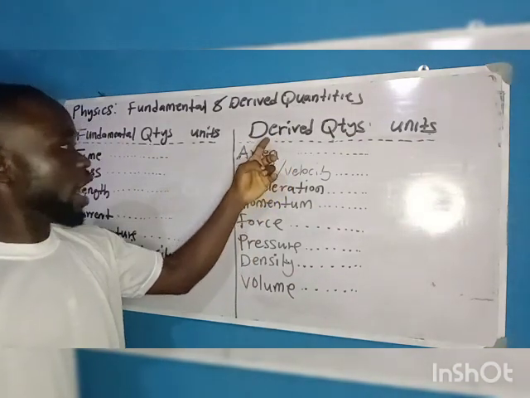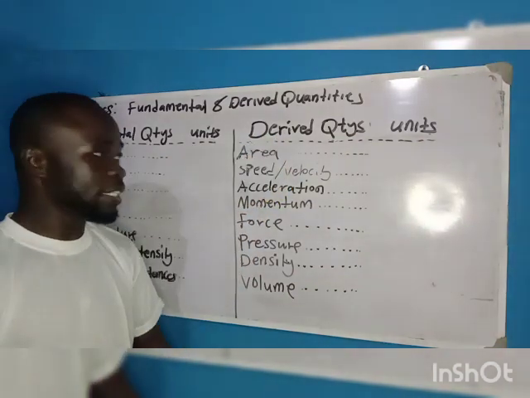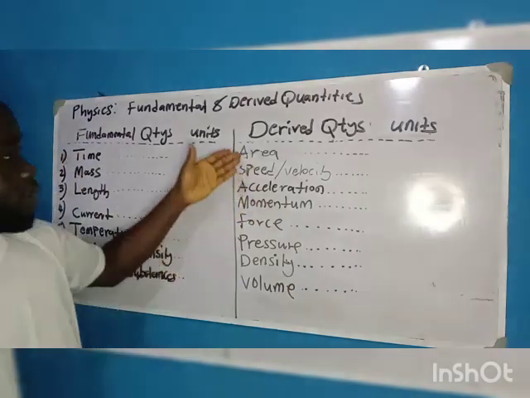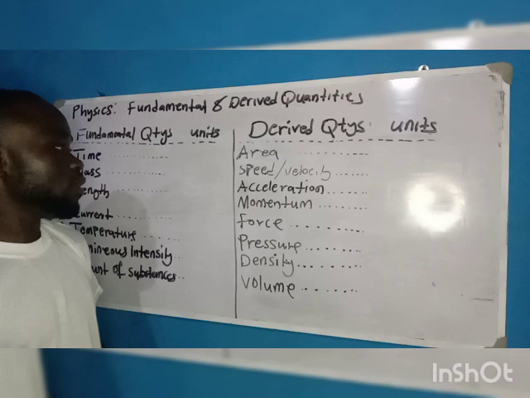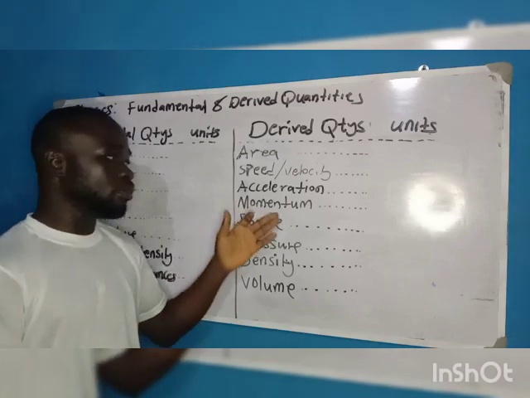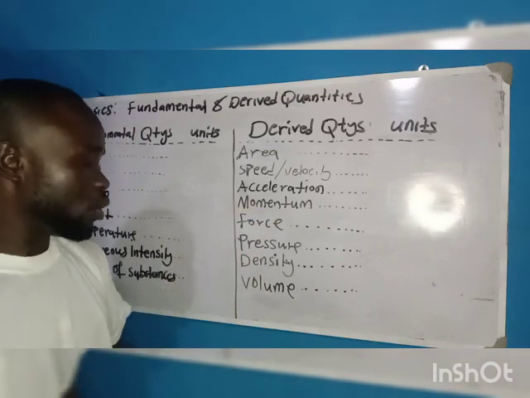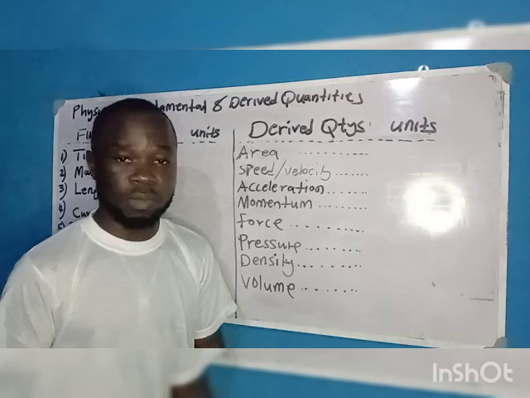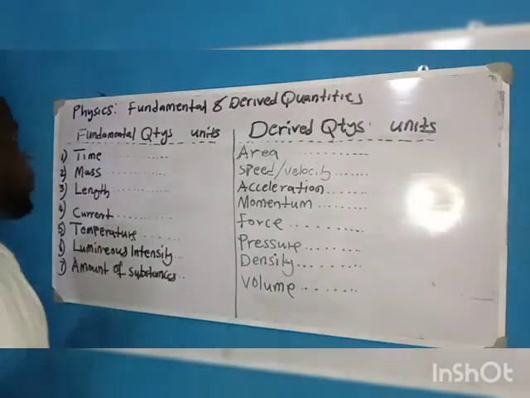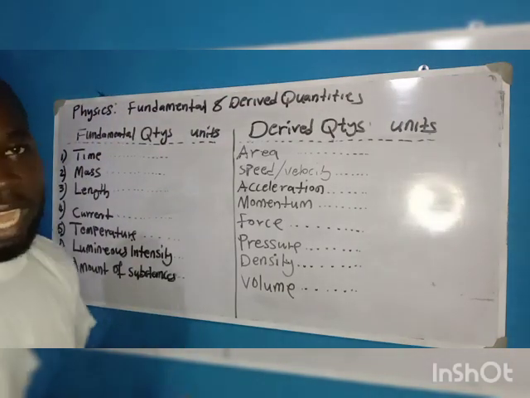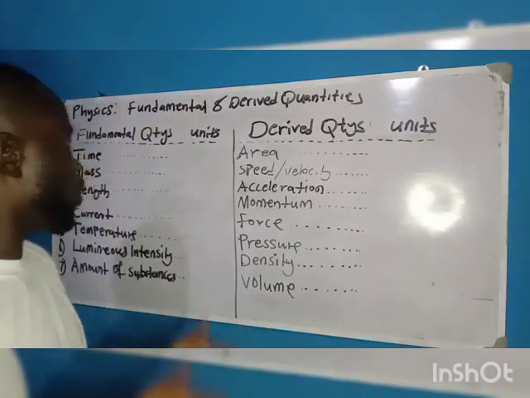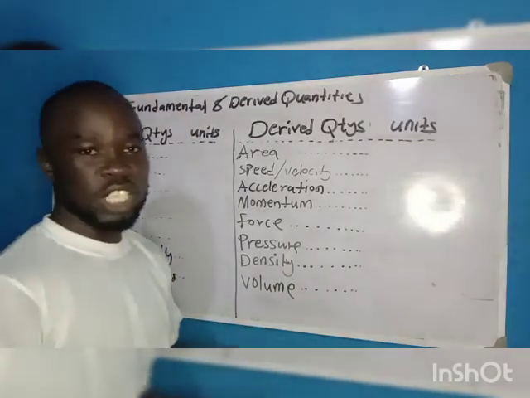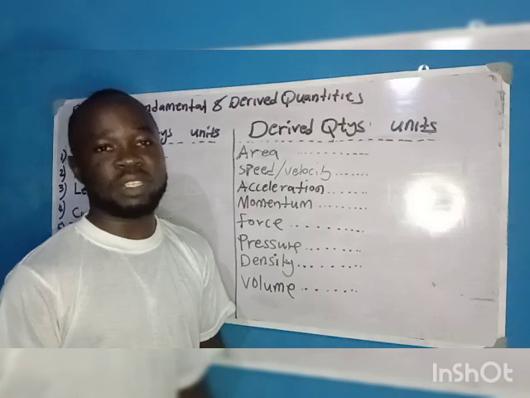On the other hand, we have derived quantities. These examples are area, speed, velocity, acceleration, momentum, force, pressure, density, and volume of substances. Now, each of these quantities has its own unit, and we're going to be looking at the units of fundamental quantities, which are independent of other ones for them to exist.